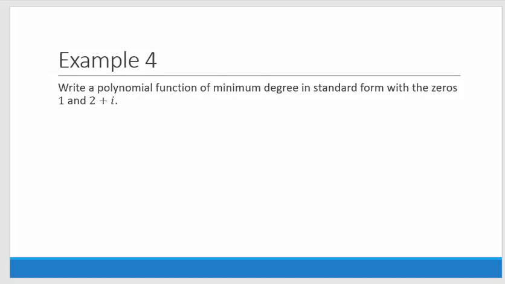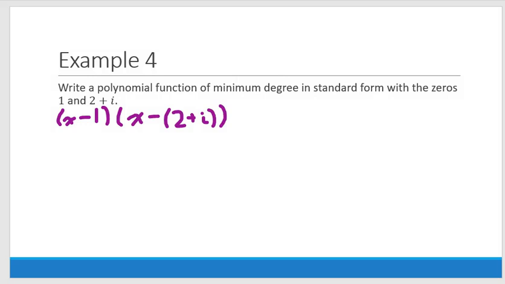So here's an example where we're writing the polynomial, and now we're starting to get some complex numbers for the zeros we use. So I start off by saying x minus each of the zeros we're given. And especially for the complex numbers, you might want to carefully use parentheses for this, because my complex number is 2 plus i. So use the parentheses to make sure that you distribute the negative through both parts of this number.